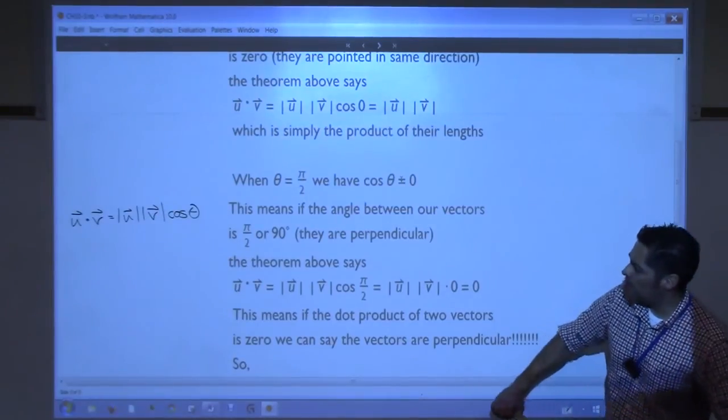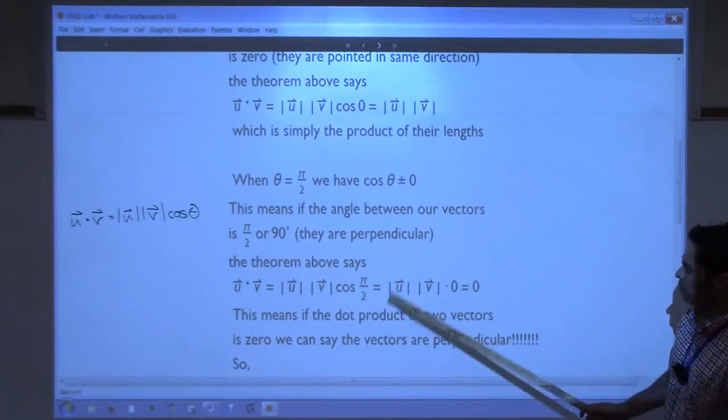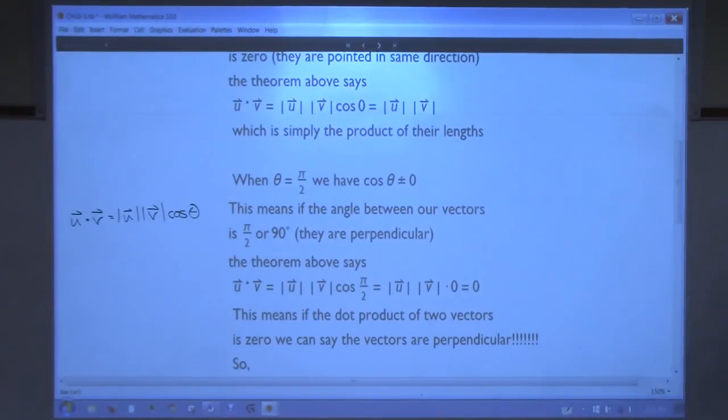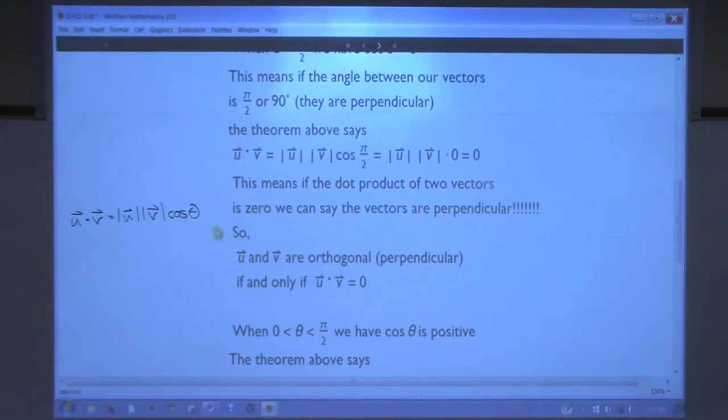Now, another word for perpendicular, I don't have it here. I have it in a second. Never mind. Okay, so let's move on. Oh yeah, there it is.